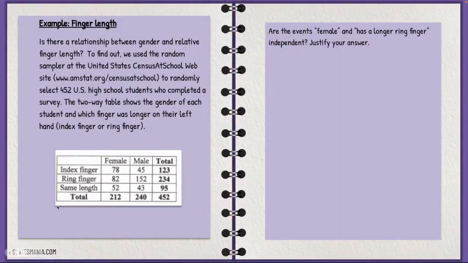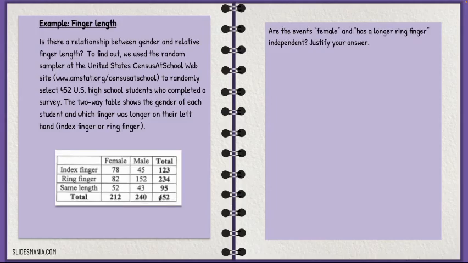Okay, let's look at this next example dealing with finger length. Is there a relationship between gender and relative finger length? To find out, we use a random sample at the U.S. Census at School website to randomly select 452 U.S. high school students who completed a survey. The two-way table shows the gender of each student and which finger was longer on their left hand, index or ring finger. So here's a two-way table that was given to us.